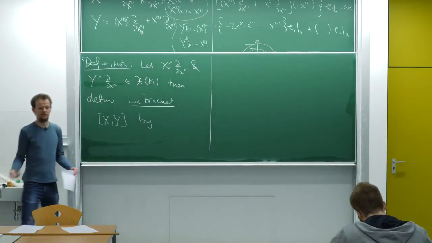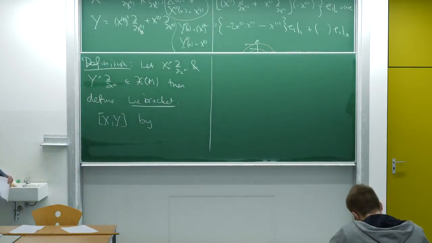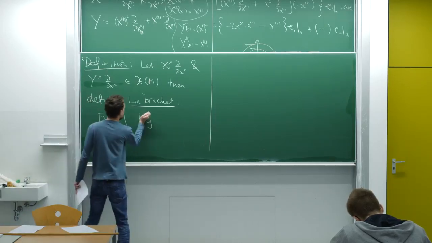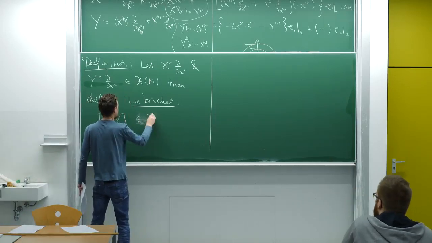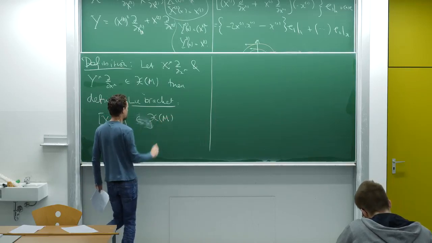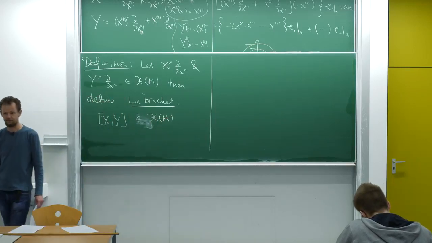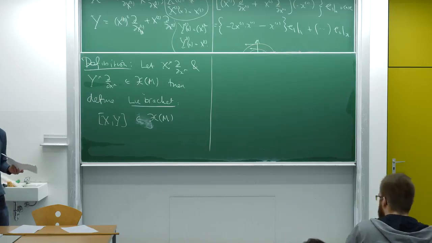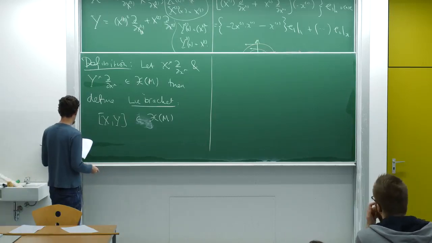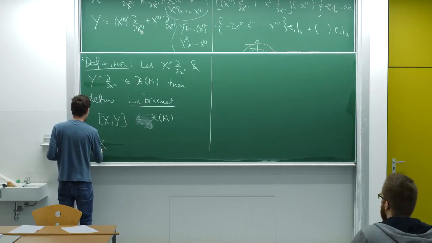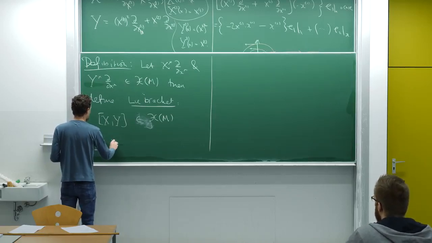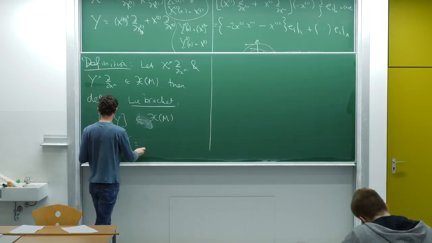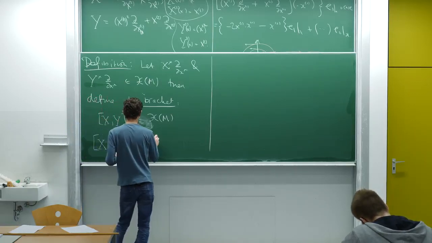So this symbol by itself doesn't mean anything. We have to say what it is. Well, it's a vector field. So the Lie bracket takes two vector fields and gives you another vector field. And how does that notation work? Well, if it's a vector field, then it must be possible to apply it to a function. That's what vector fields do. And here's the definition.